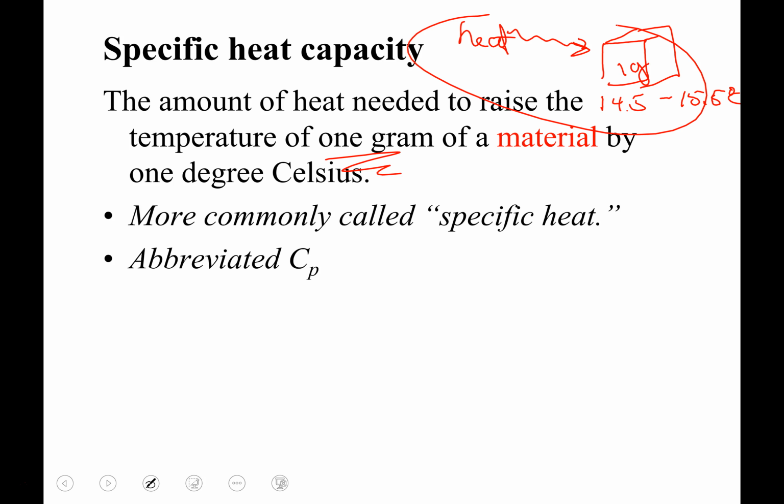The abbreviation for specific heat or specific heat capacity, those mean the same thing. Specific heat or specific heat capacity is C lowercase p. I know in biology, sometimes they look at this physical property of material and they call it specific heat like that. We don't do that. Specific heat is C with a lowercase p, subscript p. That's specific heat.